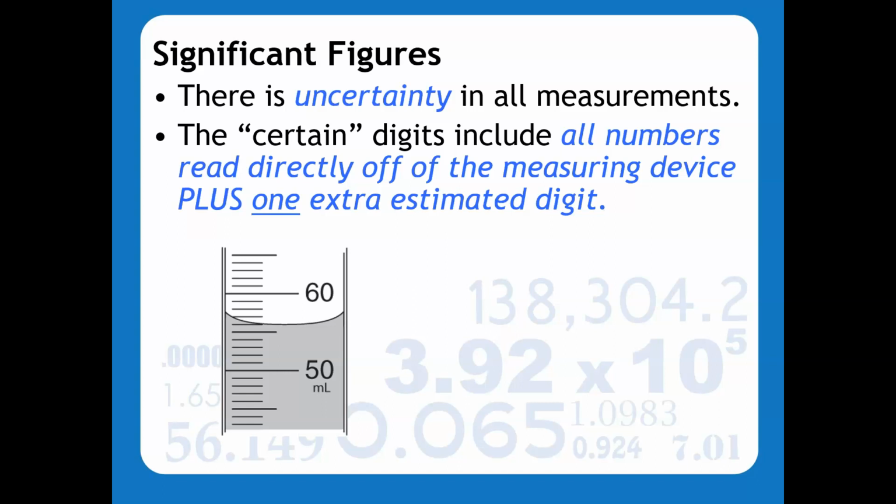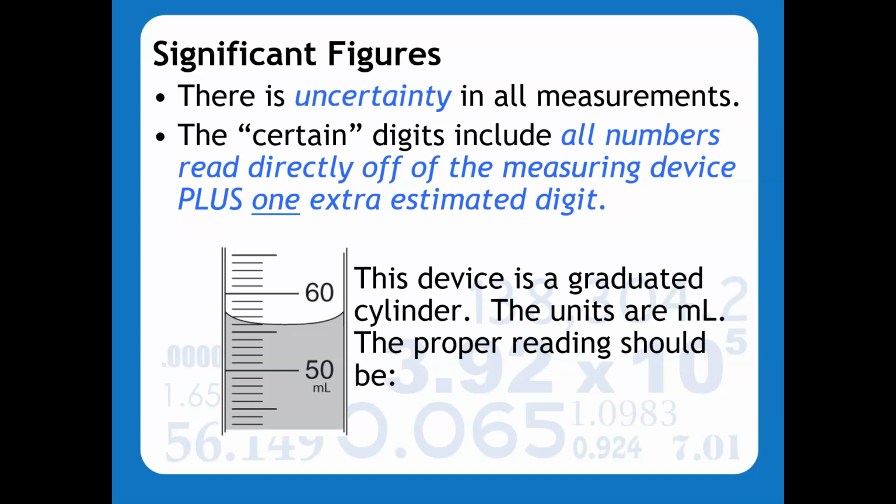So this is a graduated cylinder. The units of this is measured in milliliters. And so just by looking at this, you can see that you can directly read off of this graduated cylinder, and right where you see the bottom of that meniscus touching, this is definitely going to be 56.